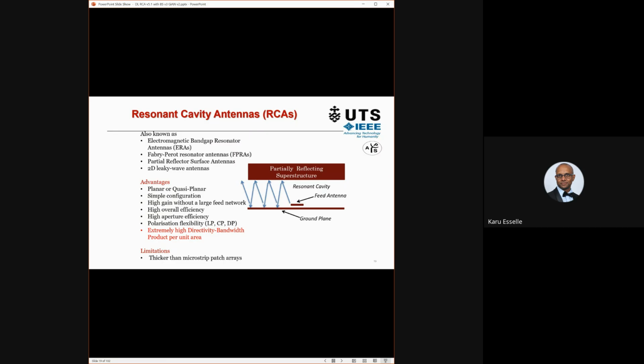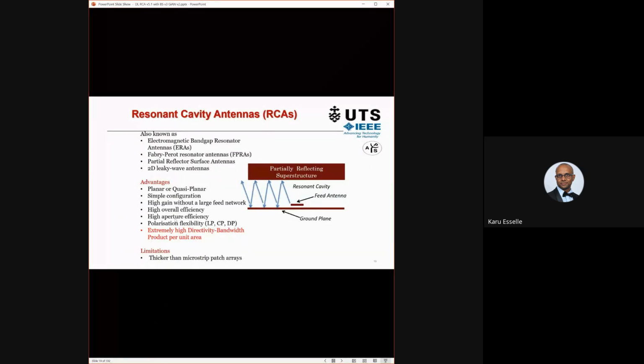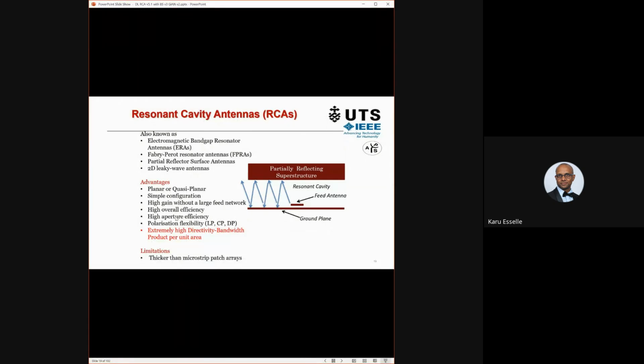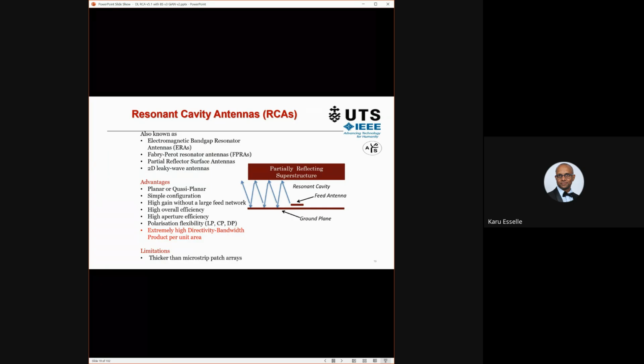But it doesn't happen here, so normally these type of antennas have high overall efficiency, not always high aperture efficiency, but I will show you some of them that has very high aperture efficiency. I will come back to overall efficiency later.